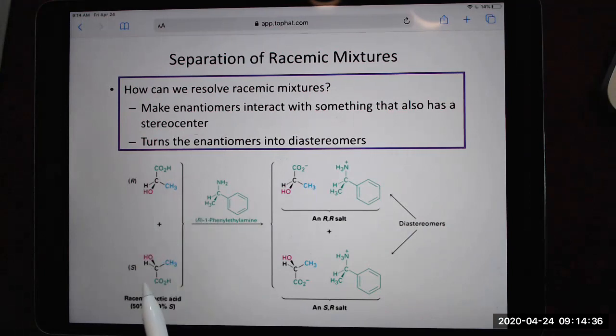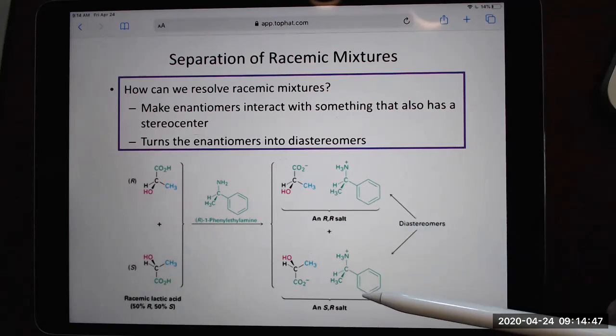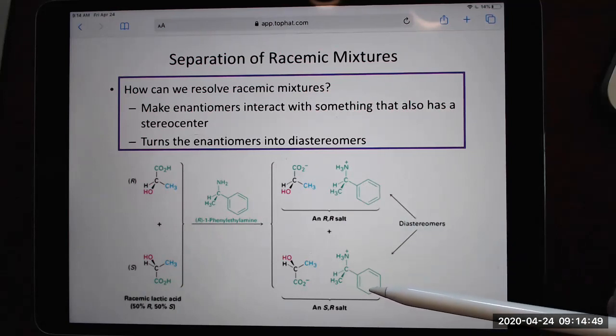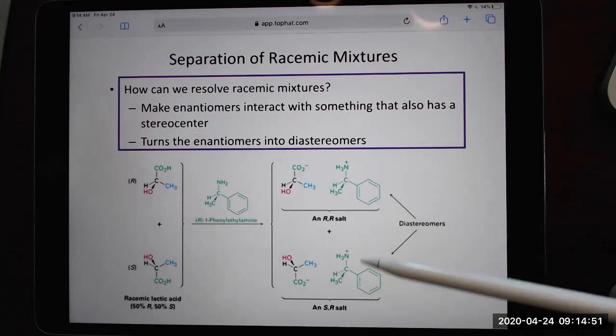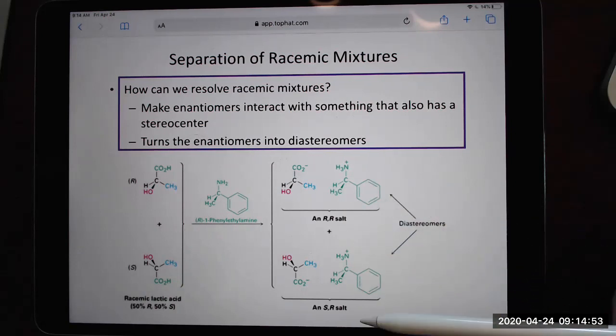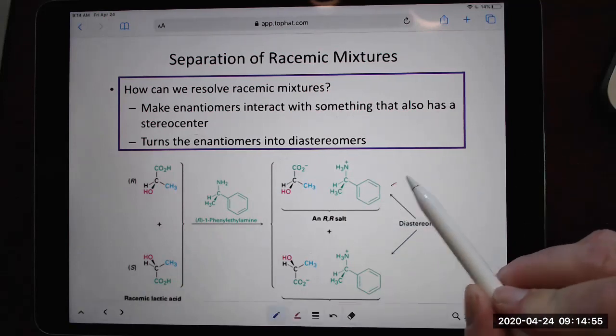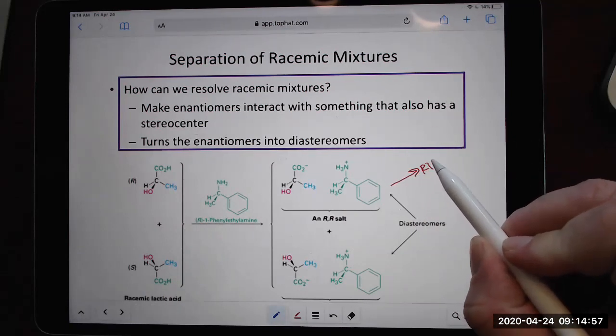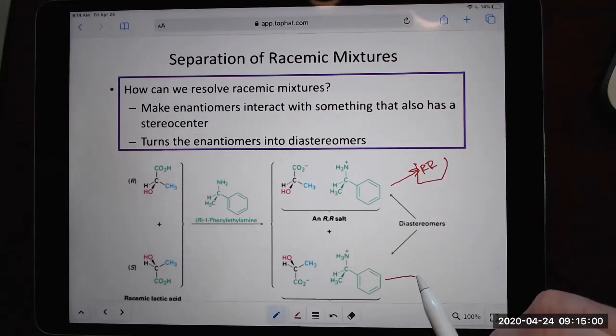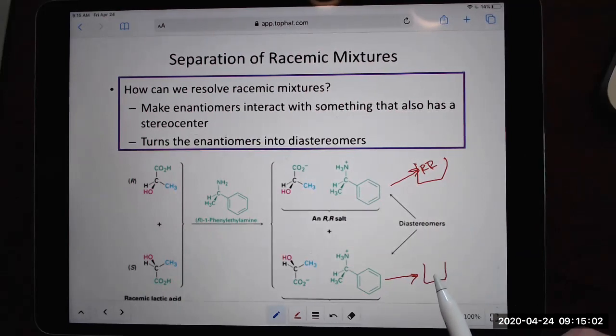So you have the R and the S. If you add an R to this one and add an R to this one, you get an RR and you get an SR. Now these are diastereomers. In order for this to be the enantiomer, it would have to be SS. So these are diastereomers. Now these you can separate. So you're going to have your RR bucket, and you're going to have your SR bucket.